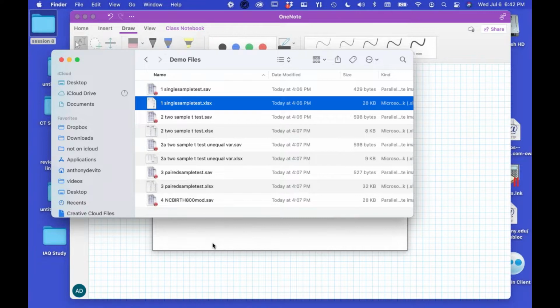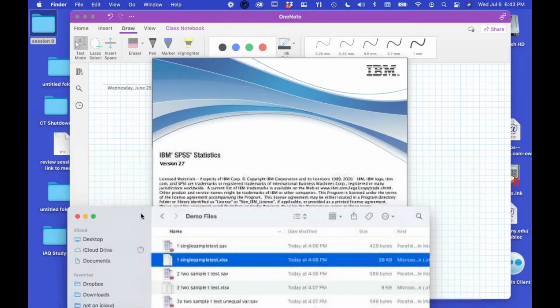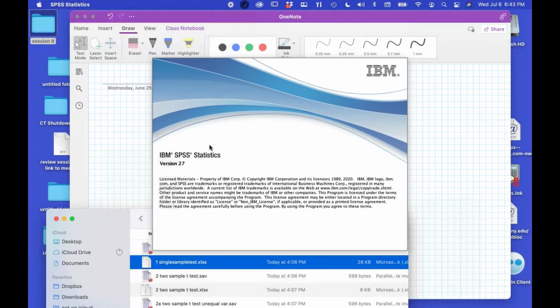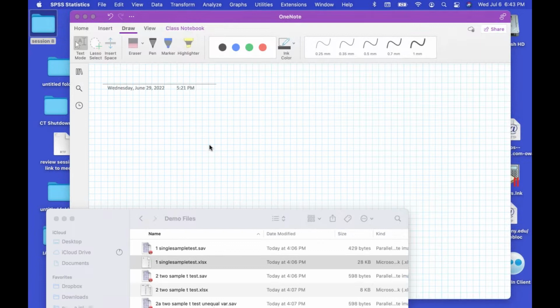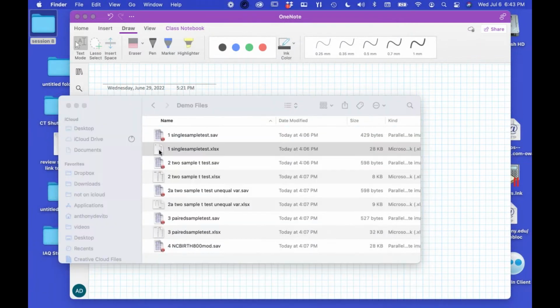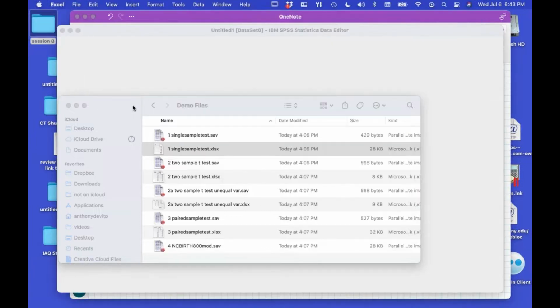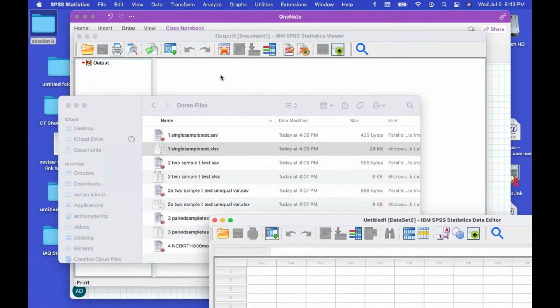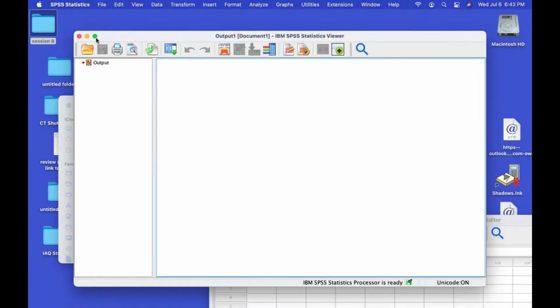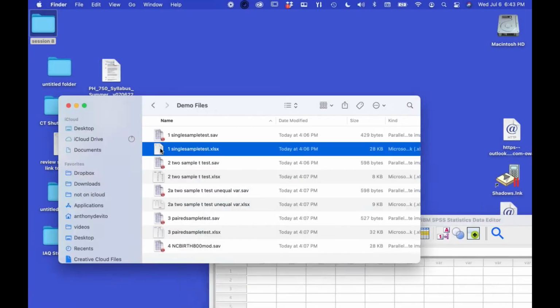Okay, let me see if this opens up. Looks like that one's going to open first. There we go. Okay. Let's see if I can get the Excel file opened also. Okay, here is SPSS. I don't see the data though, unfortunately. Let me open the Excel file.